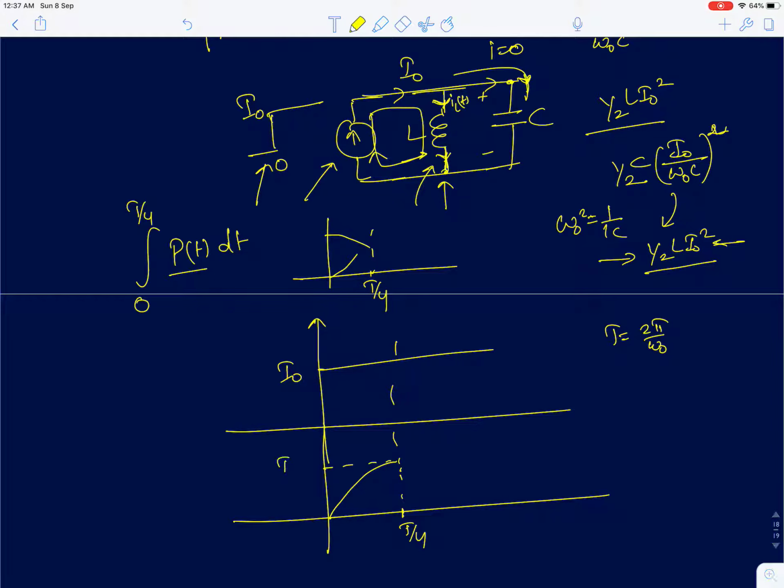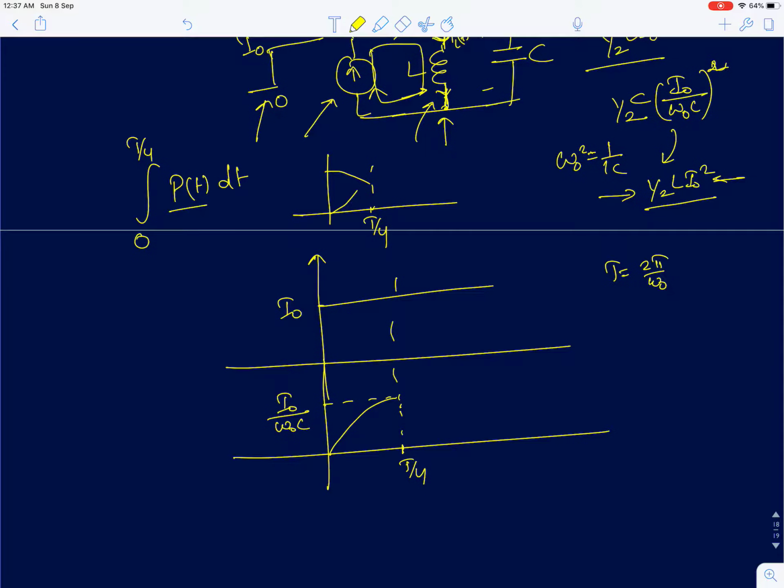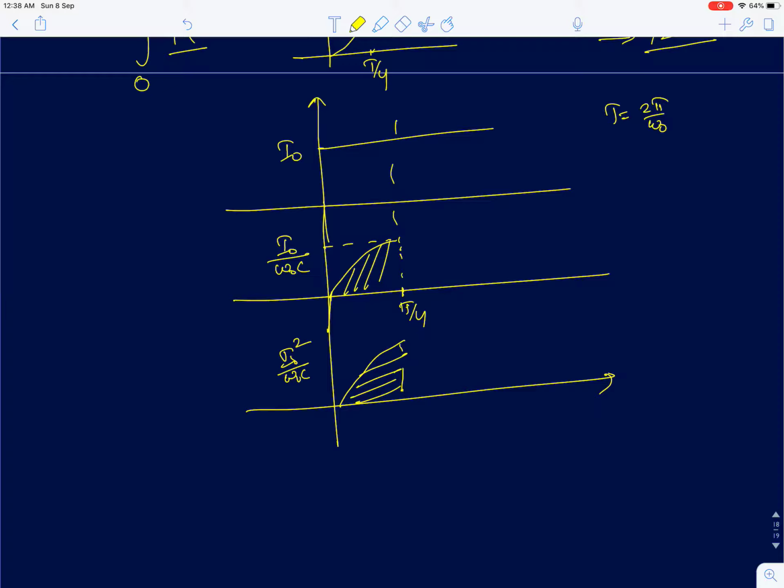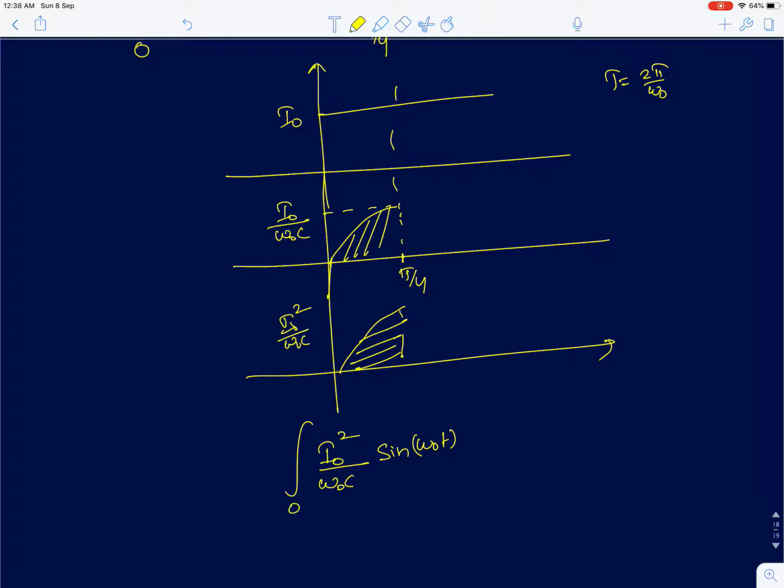At that point it has reached a peak value of I naught by omega naught C. So we have to take the product of these two and then find the area under this curve. Okay, so the power curve will be I naught square by omega naught C, and we are supposed to find the area under this. So the voltage is I naught by omega naught C into sine omega naught t. Current is I naught, so it will be I naught square integral 0 to T by 4 dt.